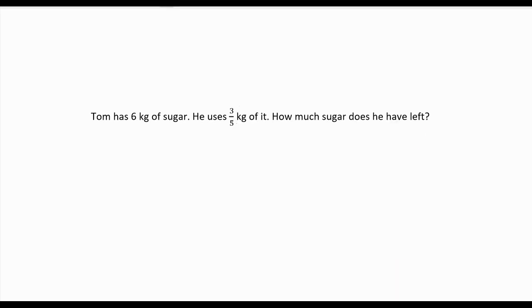Compare that to this question. Tom has 6 kg of sugar. He uses 3/5 kg of it. How much sugar does he have left? The fraction here has units, so it's describing a quantity, not groups. We are talking about 3/5 of 1 kg, so it's an exact weight.